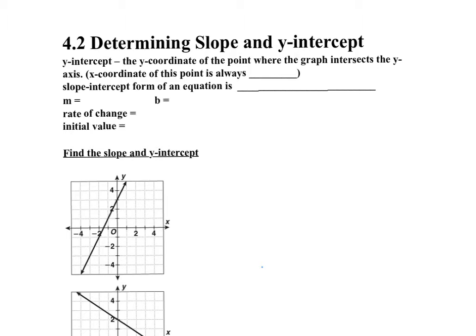Okay, 4.2 is determining slope and y-intercept. Y-intercept is the y-coordinate of the point where the graph intersects the y-axis. The x-coordinate of this point is always 0. So slope-intercept form of an equation is y equals mx plus b, where m will always be your slope and b will be your y-intercept.